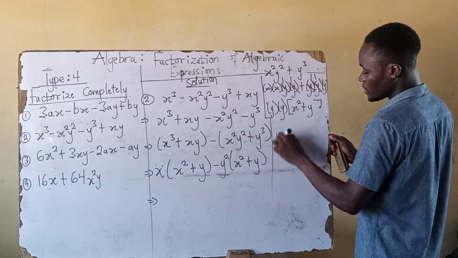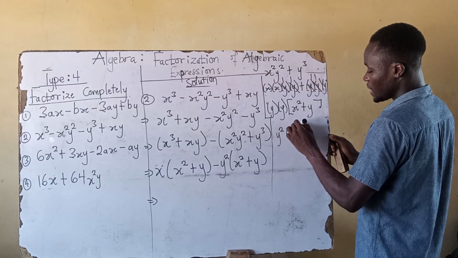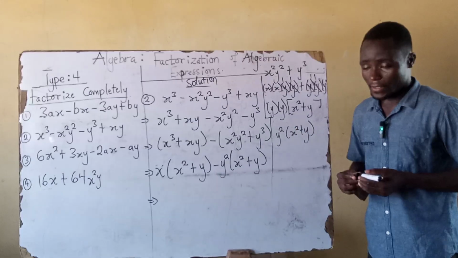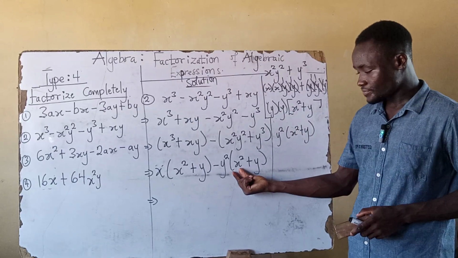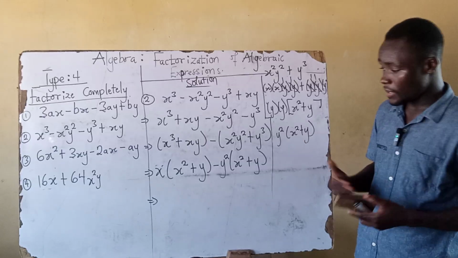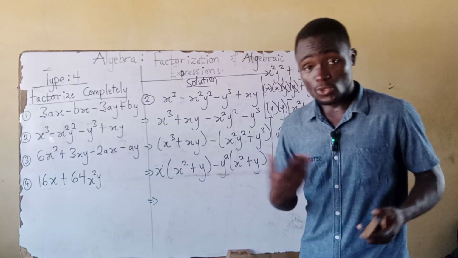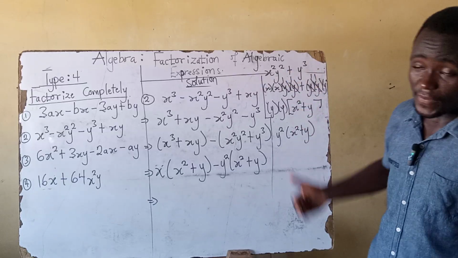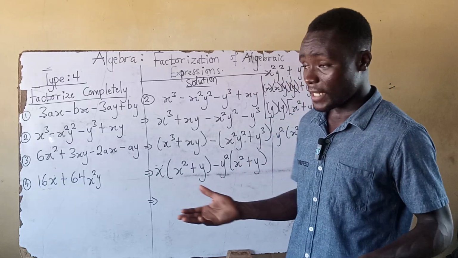So here becomes y squared bracket open x squared plus y. I believe you are clear with that. So this is what we are getting, and it's the same thing. So if you are confused with how to factorize it, you can use the expansion method, and the expansion method will help you to understand the procedure one after the other.